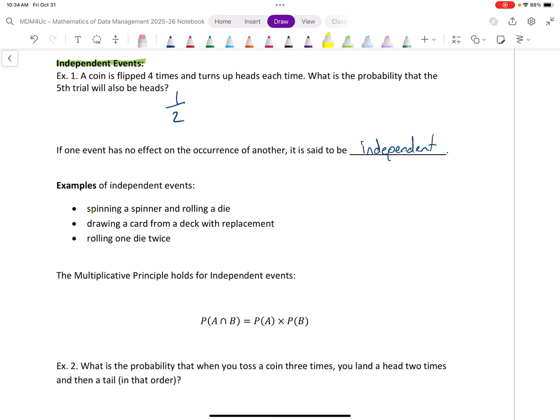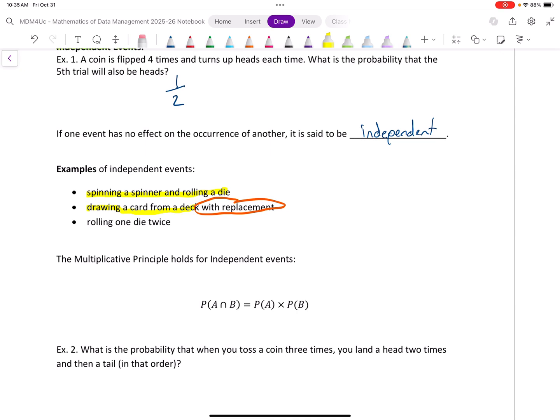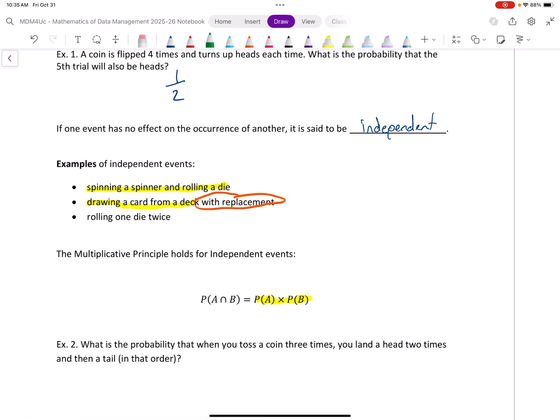For example, we've seen spinning a spinner, rolling a die, drawing a card from a deck, with the keywords here being with replacement. So if I put it back, then it remains independent. Or if you roll one die twice, the probability is not going to change. That means you simply take the probabilities of A and B and multiply them together if you have multiple events. Remember, that upside down U symbol represents and. So the probability of A and B just means A and B, and if you add another, C, you would multiply by C.